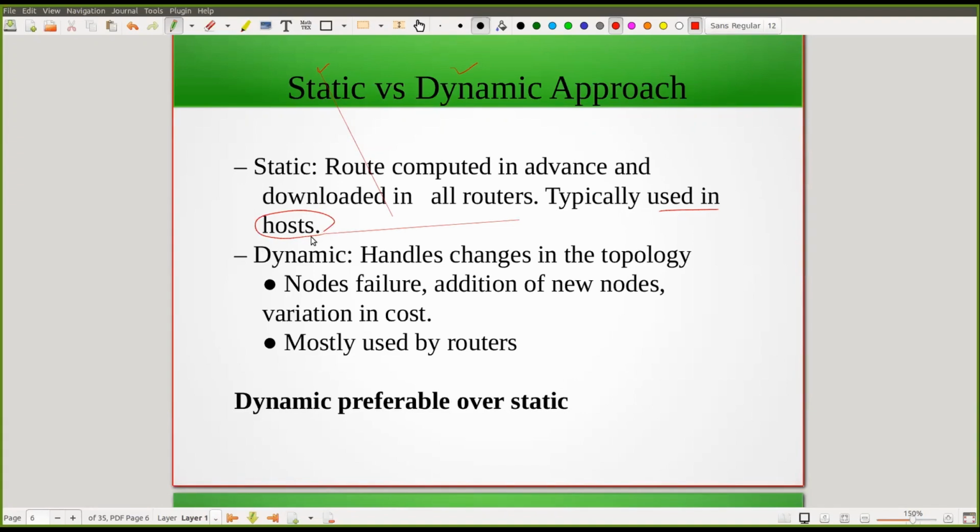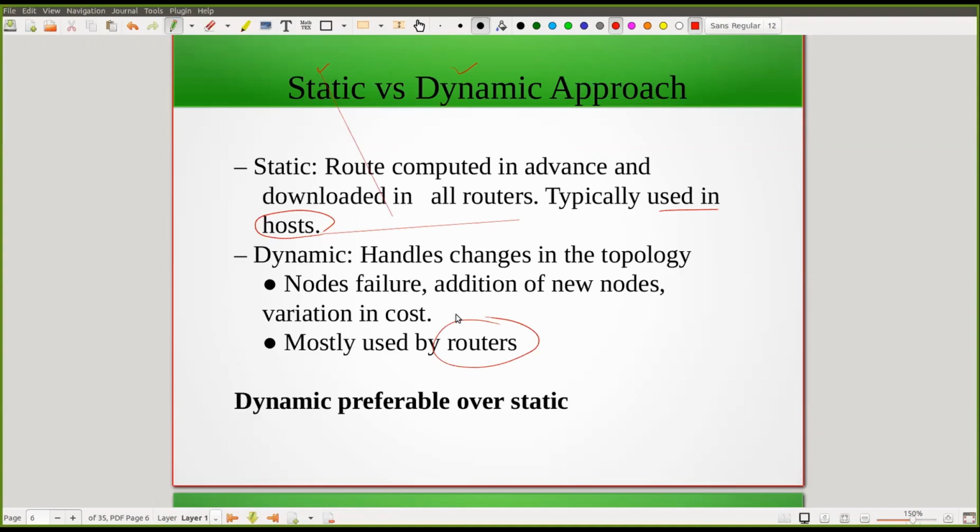The dynamic approach is basically followed by routers. Routers follow a dynamic approach to build the routing table, whereas the host machine can use a static approach. When you talk about routing, it is mostly concerned with routers. We are not much bothered about the host, because the host has a static routing table, which is going to be built by the individual administrator in that network.